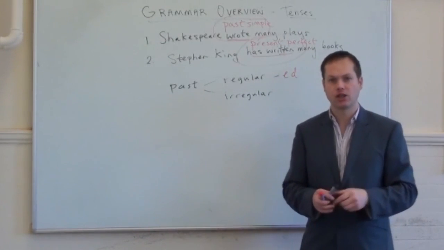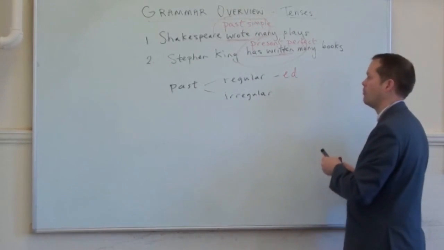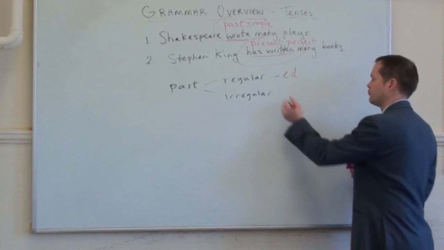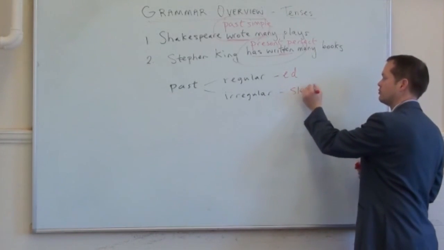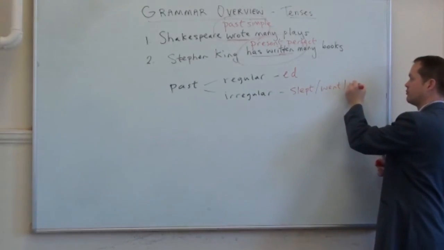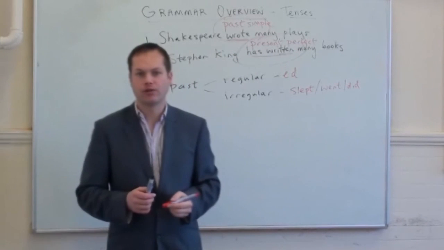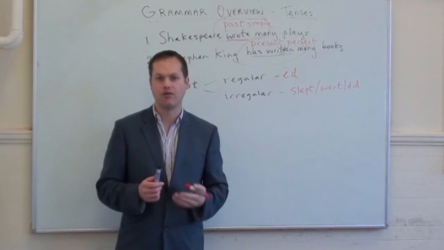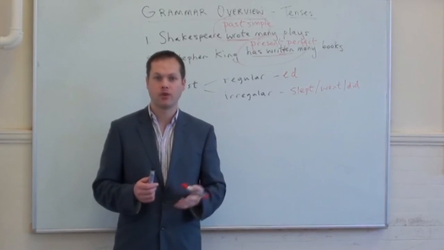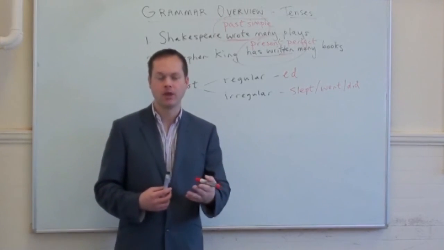Irregular verbs in the past don't have the ed ending. So we're talking about verbs such as slept, went, did. So you may want to point out to students these differences in regular and irregular. I think the regular ones are quite easy. If you can remember which ones are regular, that's the trick.